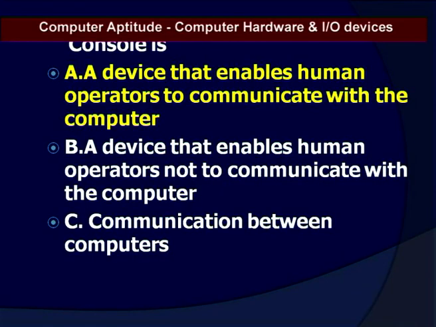Console is a device that enables human operators to communicate with a computer. Whenever the human operators, that is us, communicate with a computer with the help of a mouse and keyboard, and see the monitor, desktops, using projectors. These are all the console operators. Console operators communicate with the computers. It is helpful to see and touch and do the work also. That is the correct option for a device that enables human operators to communicate with the computer.